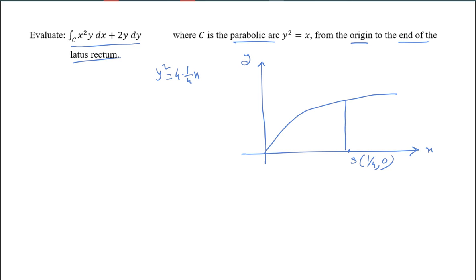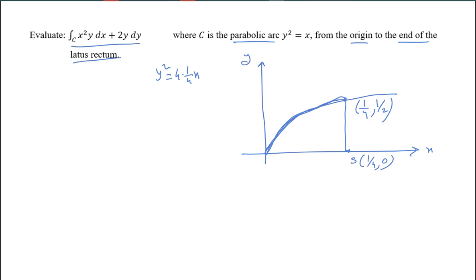So what will be the coordinate of this point? This will be x is equal to 1 by 4. If x is equal to 1 by 4, then y is equal to plus minus 1 by 2. If I take the plus side, it is 1 by 4, 1 by 2. So what is the curve given? The curve C is this curve. You have to integrate along this curve C.